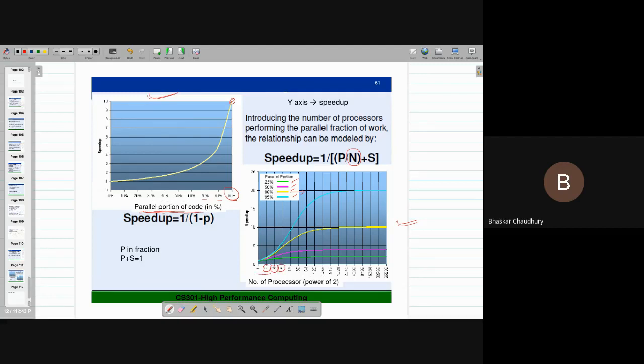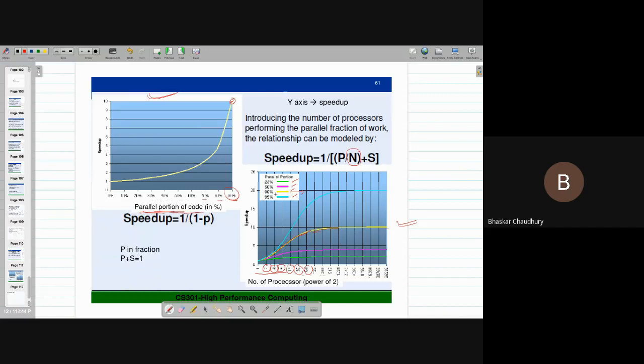Up to this point you are happy, because as you increase the number of processors, your yellow curve is going up. I keep on giving you 8, 12, 32, 64. The moment I give you more processors beyond 64, you can see you get a saturation. I keep on adding processors and you don't get any speedup.